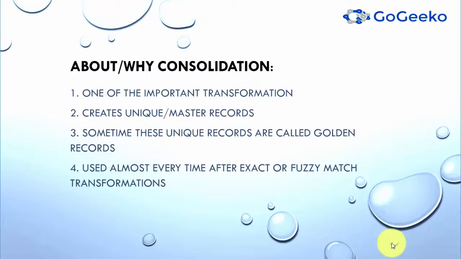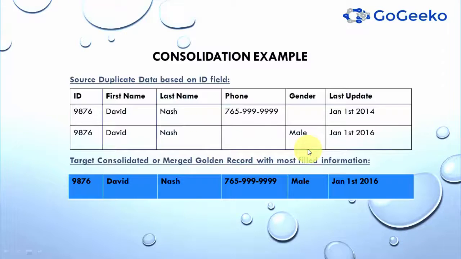Consolidation transformation is almost always used after IDQ's exact or fuzzy match transformation. Let's quickly look at an example of consolidation transformation. Here we can see source duplicate data having the same IDs but almost the same demographic information. But you can see the top record has a phone number in it while the bottom record has the gender field in it.